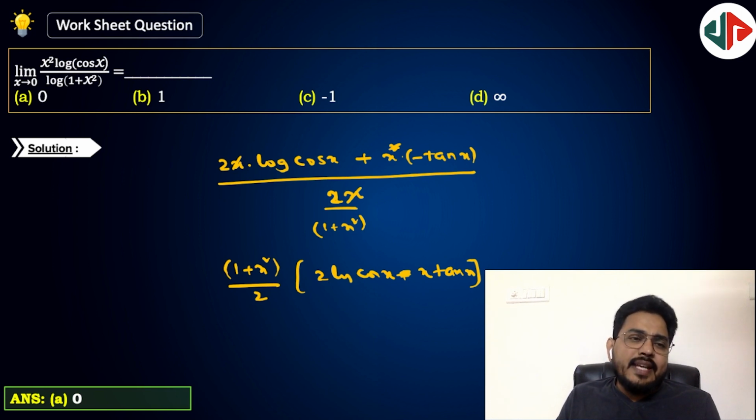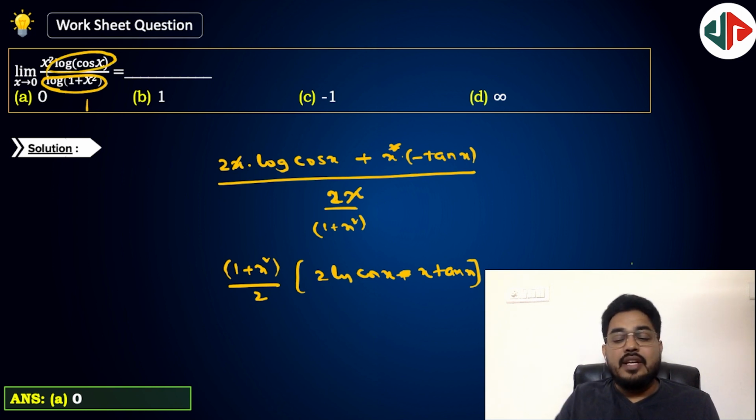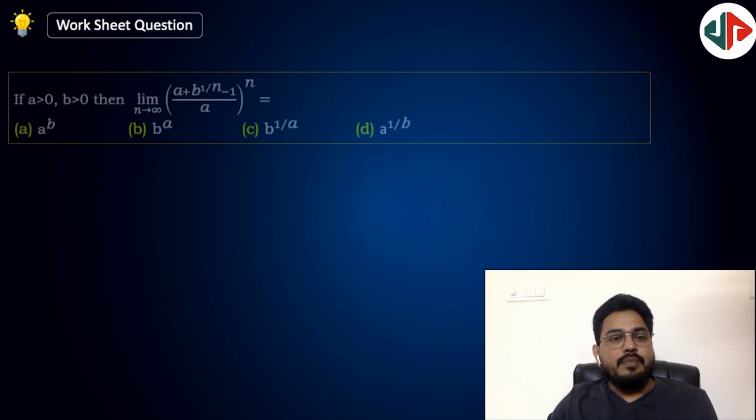Very simple, you can say log of 1 plus x expansion, you can take, x square will be cancelled. So this one will be there. So the answer is equal to 0.